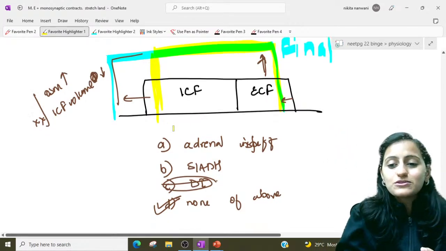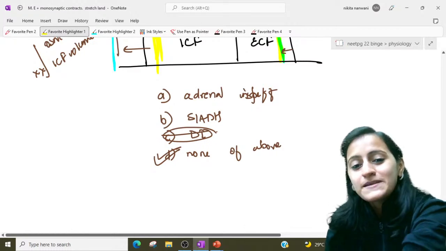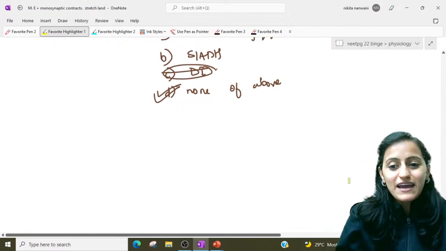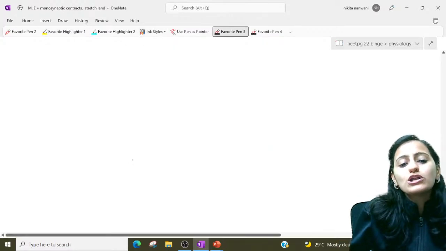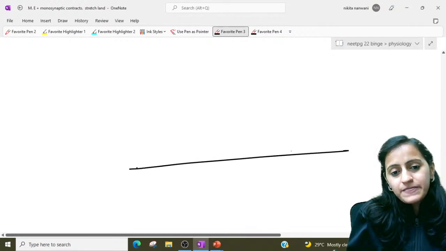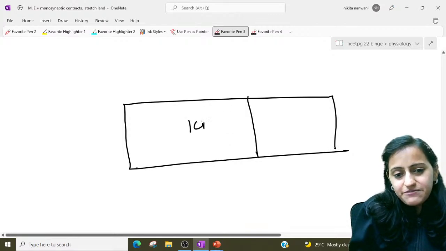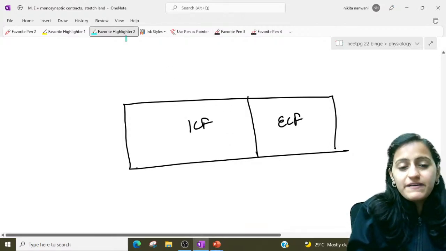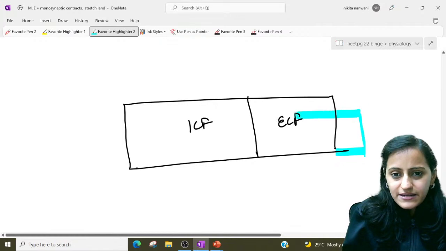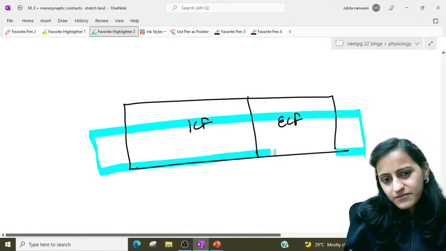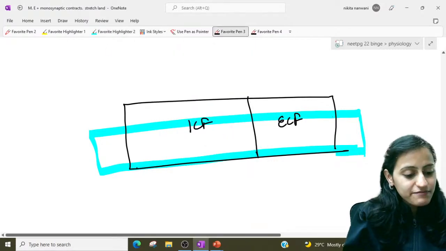So this is where I wanted to make clear this one point. Sometimes, if there's a crooked examiner like me, you might get a question like this: where will you get this diagram? So in that case, look at the ICF volume also. They go the opposite. Okay, let me ask you another question here. This is the ICF, and this is the ECF. This is the final state that you have. Where is this possible? What is this condition where you get the final state like this?